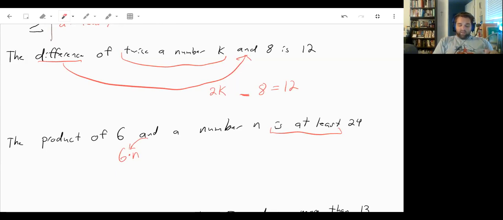So 6 times n has to be less than or equal to. Oh no, sorry. Not less than or equal to. That has to be greater than or equal to 24. I've flipped that up verbally, so let me come back and explain that quick. The product of 6 and a number n is at least 24. So it has to be at least to the threshold of being 24, but it could be bigger than 24. That means 24 has to be on the smaller side, which is why this arrow part points to the 24, because the 24 is at the smaller side, but it can get bigger as it goes towards the 6n.